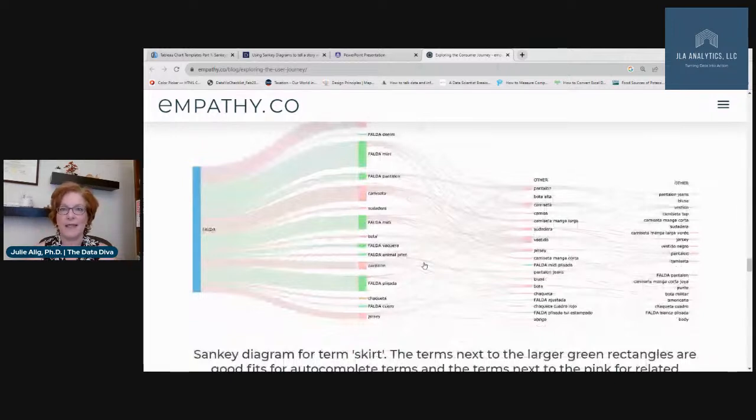This system is on an online retailer's website and customers looking for skirts. So how can we optimize showing them what we think they're going to like? How can we optimize actually having them put it into the cart and not abandon it, but actually purchase? And so these steps along the customer journey are perfect for a Sankey diagram.